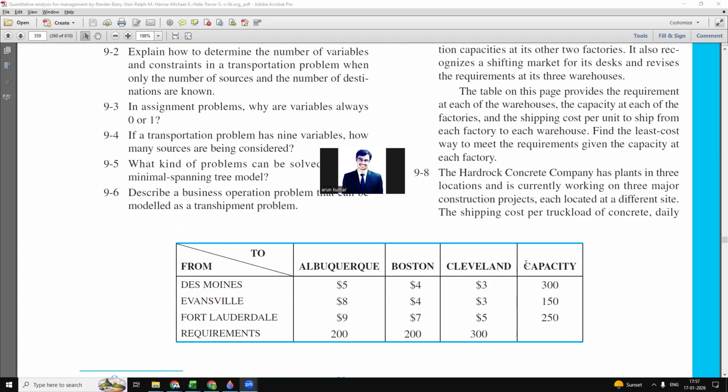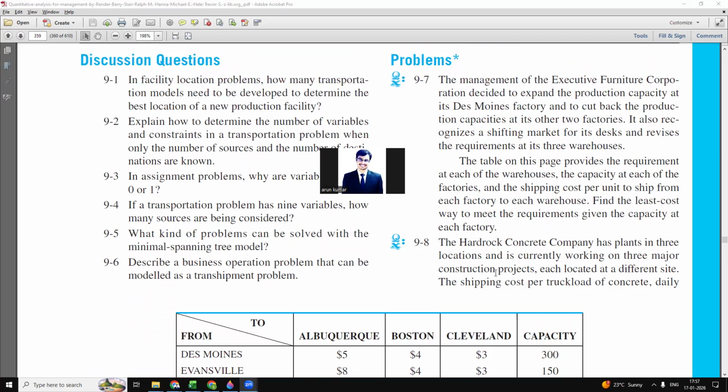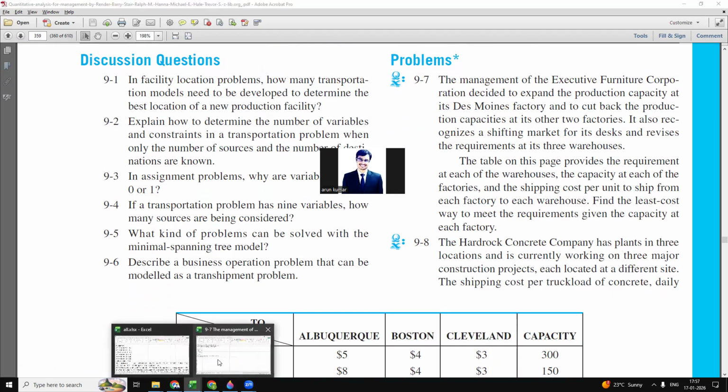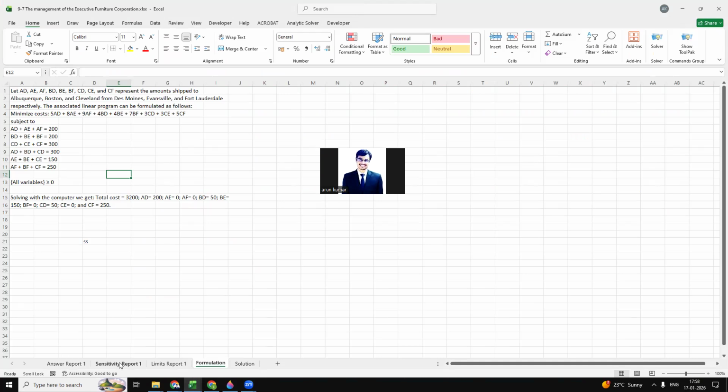Then we have four columns. I already solved this question using Excel formulas and Solver. Let me showcase the solution. This is the formulation where I have taken AD, AE, AF, BD, BE, BF, CD, CE, and CF. These represent the amount shipped to the different cities, and our goal is to minimize the cost. So this is our cost minimization.